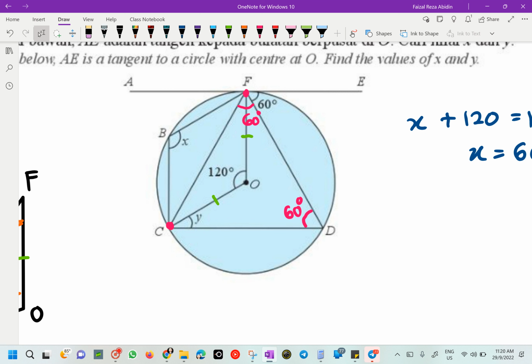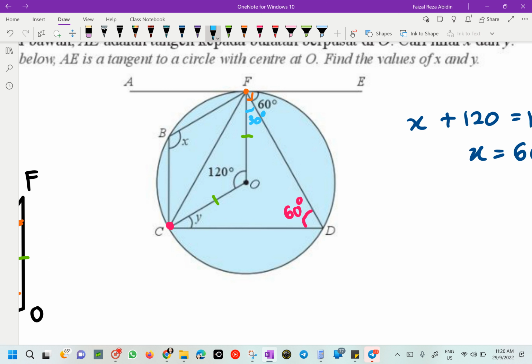Faham tak? Okay, saya ulang balik. This one is the point of tangency. Right. So this one, you are going to get 90, am I right? So you have already that one, 60. Yes, we are going to have inside here 30.